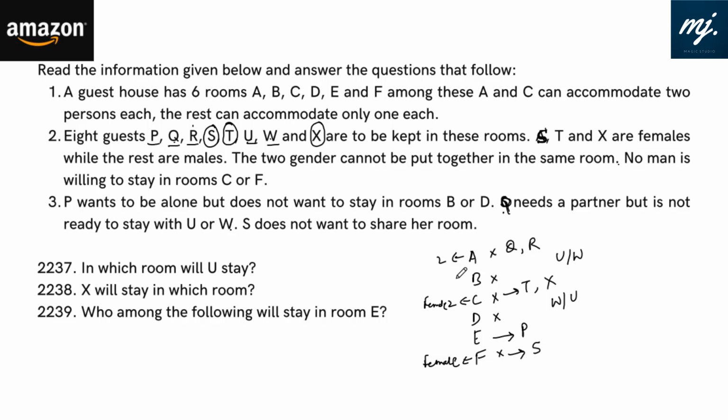In which room will U stay? U may stay in room B or D. That should be the answer. U will stay in either B or D. X will stay in which room? X will stay in room number C. Confirm. Who among the following will stay in room E? Room E needs to be occupied by P.